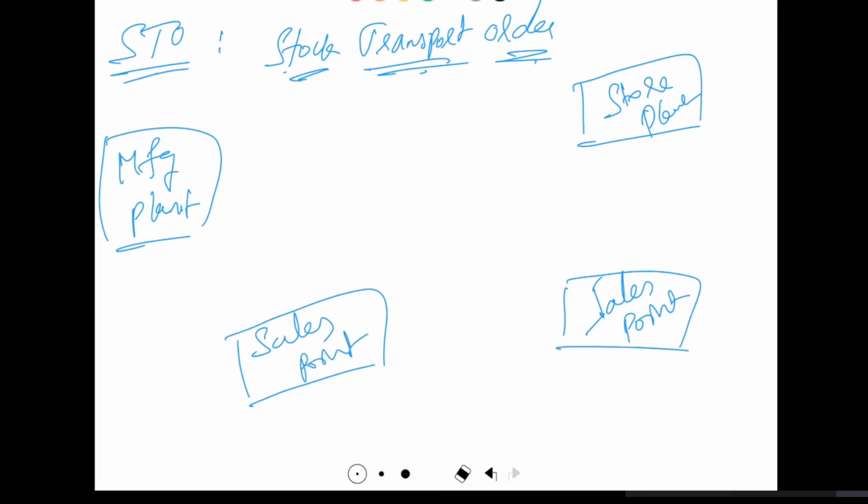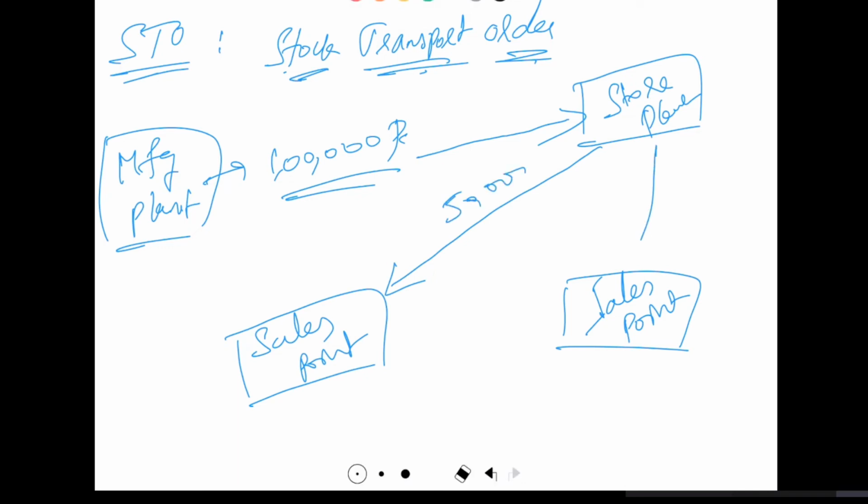Once we did the manufacturing, suppose I made 1 lakh pieces today. I cannot move these 1 lakh pieces to the sales point, right? What I will do is transfer them to the store plant, to keep the stock in the store plant. Now from here, based on the demand, we'll transfer some 50,000 here and 50,000 here, right? Whatever we are moving between our plants, we call that a stock transfer order. Clear? Clear. So plant to plant transfer, we basically say plant to plant transfer.